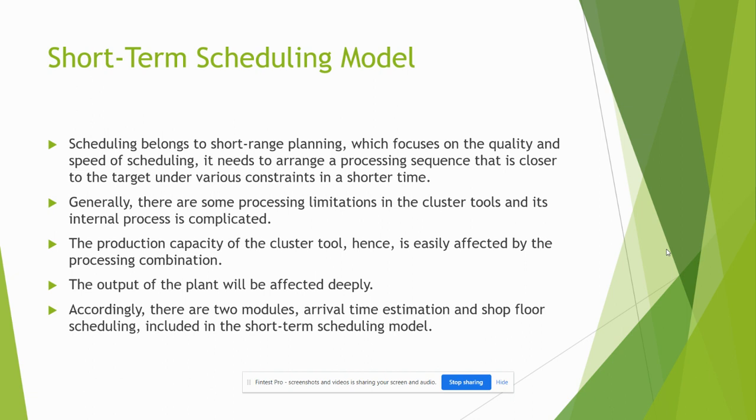Short-term scheduling modeling. Scheduling belongs to short-range planning and focuses on quality and speed of scheduling, which needs to arrange processing sequences closer to the target under various constraints in a shorter time. Generally, these are processing limitations. Cluster tools have a complicated internal process. Production capacity of cluster tools is easily affected by the processing combination, and the output of the plant will be affected deeply. Accordingly, there are two models: arrival time estimation and short-term scheduling model.